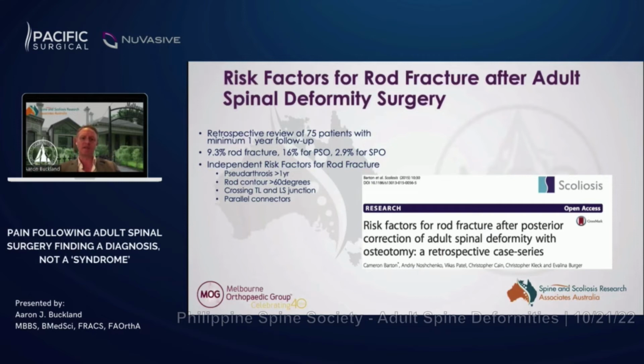There are independent risk factors for rod fracture, pseudoarthrosis obviously being an obvious one, rod contours or over-contouring rods of greater than 60 degrees, crossing the thoracolumbar or the lumbosacral junction, and parallel connectors. Now, whether parallel connectors is due to it taking up space for bone graft or there's just regional excessive stiffness, it's still unclear. I would argue that potentially people are trying to use parallel connectors to add instrumentation rather than looking at the biologics of fusion, and that could be a confounder.